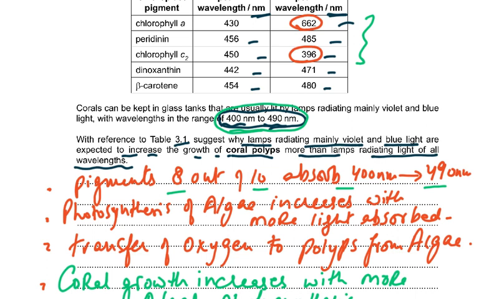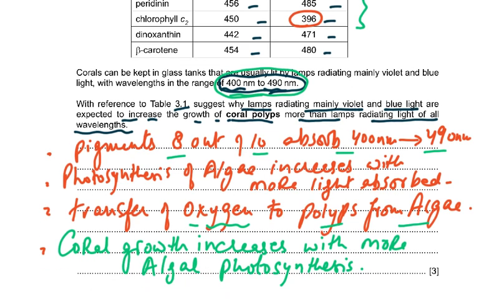Then photosynthesis of algae increases with more light absorbed. Yes, if more light is absorbed, naturally there's more photosynthesis. And this will of course transfer oxygen from the algae to the polyps, and the coral growth will increase with more algal photosynthesis. So basically you have to correlate the respiration of one, the oxygen production of the other, and the fact that growth will increase with more algal photosynthesis, more oxygen available, more aerobic respiration.